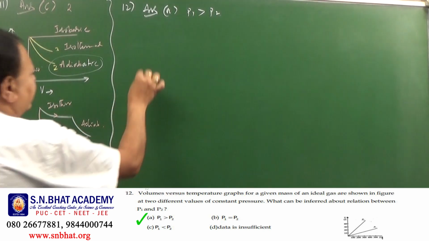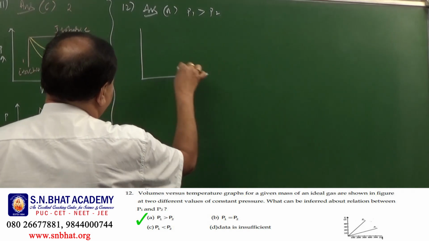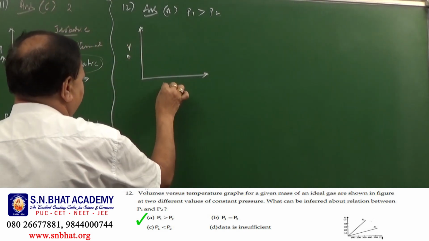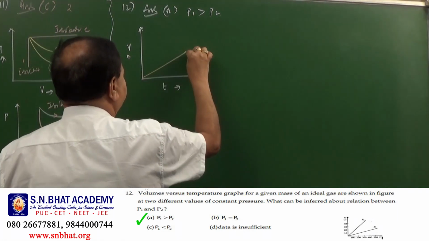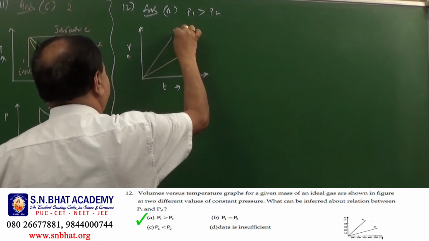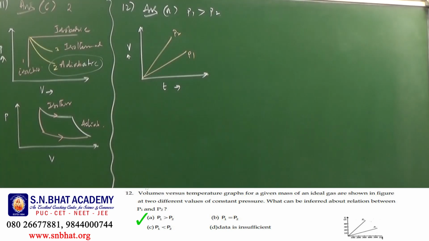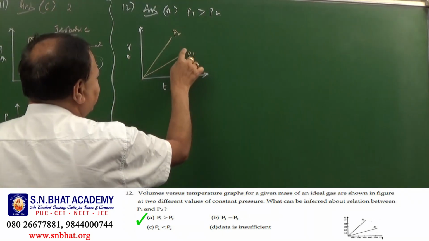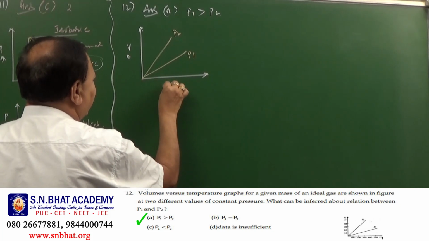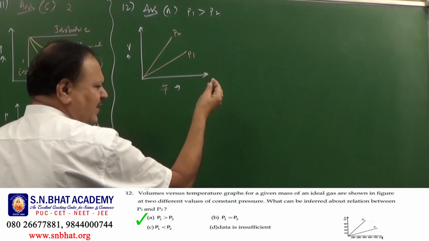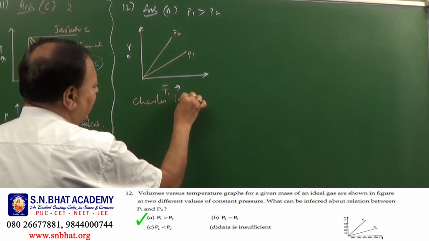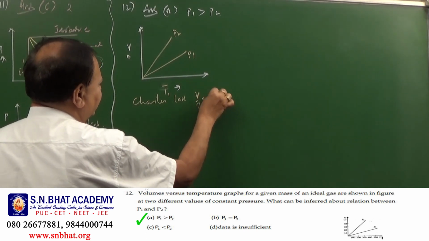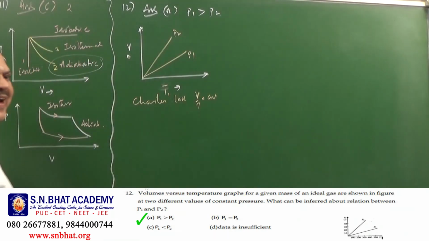The answer is this. He has given the graph of volume versus temperature. This is a graph. So in this graph, you have Charles law. One is the pressure P1 and the other is the pressure P2. But when pressure is constant, as the temperature increases, volume also increases. That is nothing but Charles law. You know that there is Charles law. So according to Charles law, V by T is equal to constant. This is also the Charles law graph.